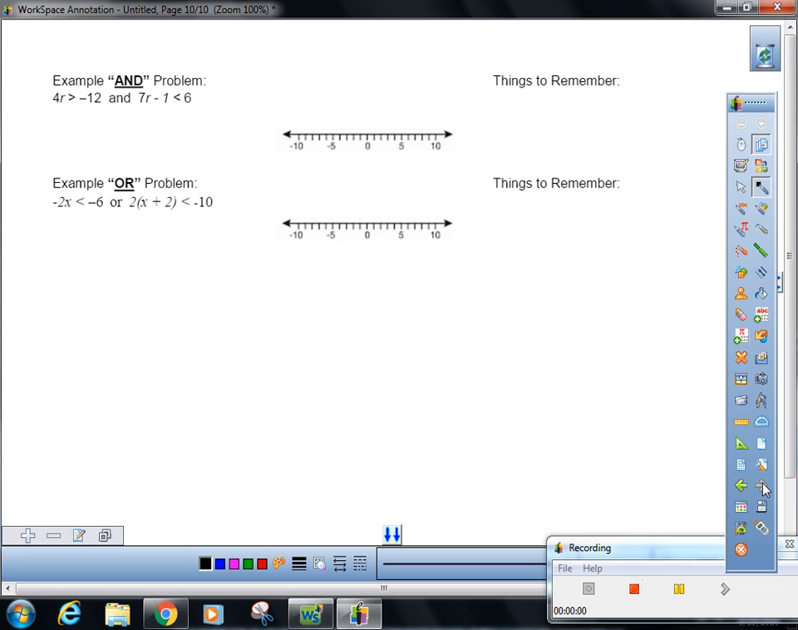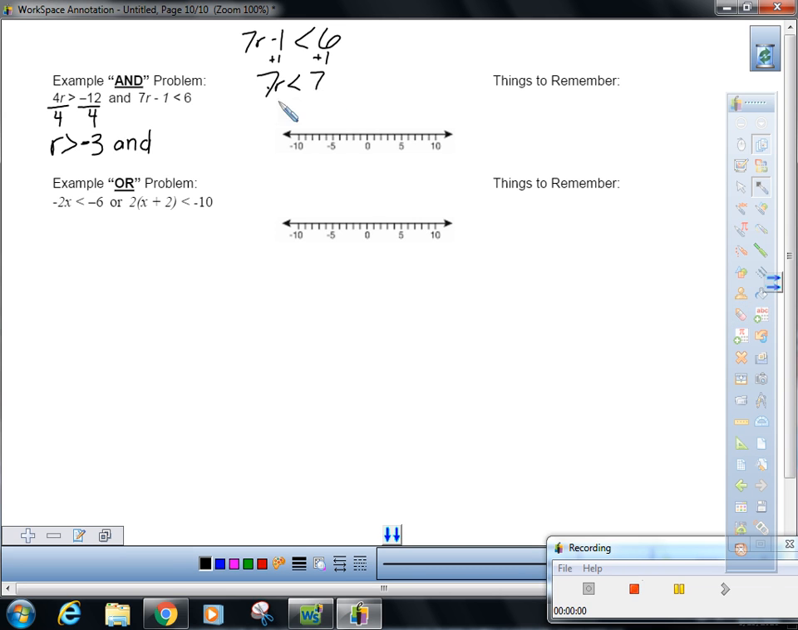Okay, moving on. Now we have ands. We have ands, and we have ors. So we're going to get to things to remember after we try these. If I divide each side here by 4, I get r is greater than negative 3. And let's solve this one. 7r minus 1 is less than 6. Add 1. 7r is less than 7. Divide each side by 7. You get r is less than 1.